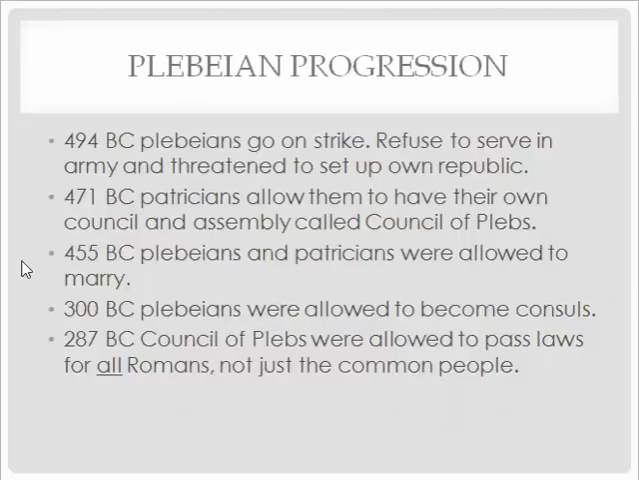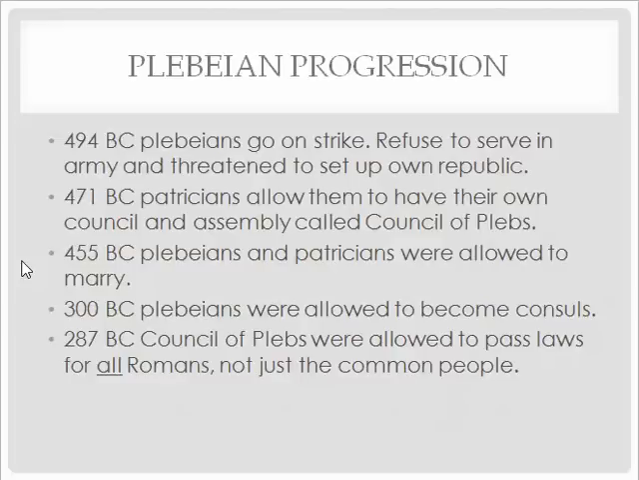In 455 BC, plebeians and patricians were allowed to marry. Big breakthrough, because before, if you were a plebeian, you had to marry another plebeian. If you were a patrician, you were upper class, you had to marry someone else of the same class.